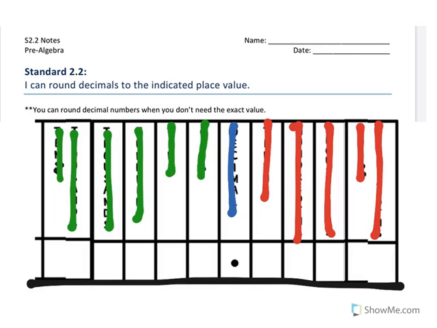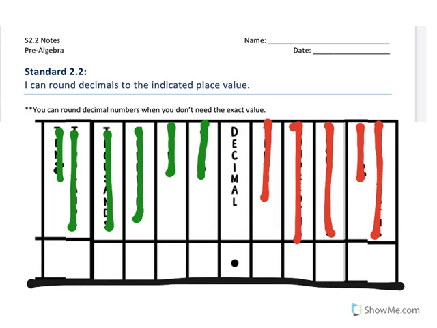We're now going to talk about I can round decimals to the indicated place value. First, let's fill out our decimal chart. Here in the middle, we have our decimal. Remember, that's written as decimal. We say the word "and" when we read the decimal.